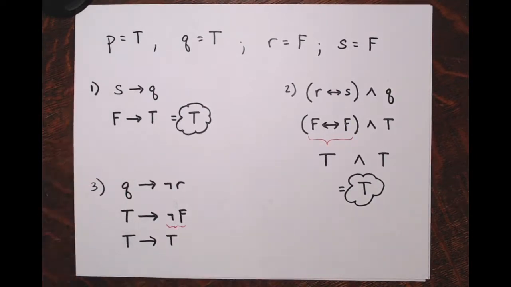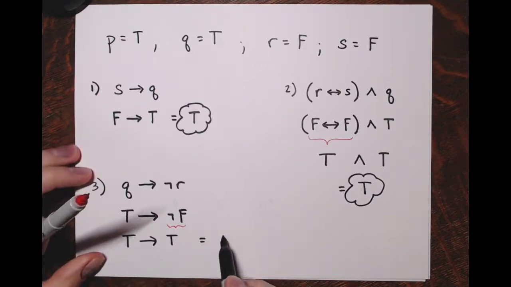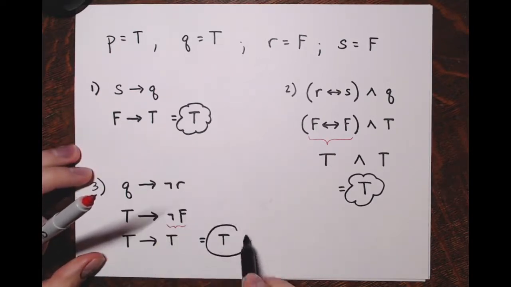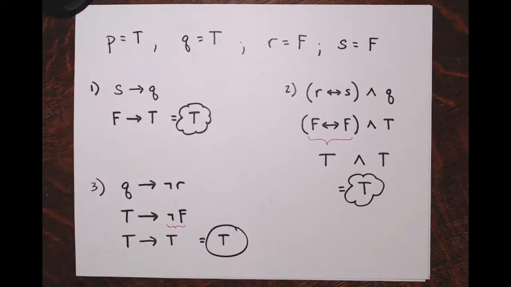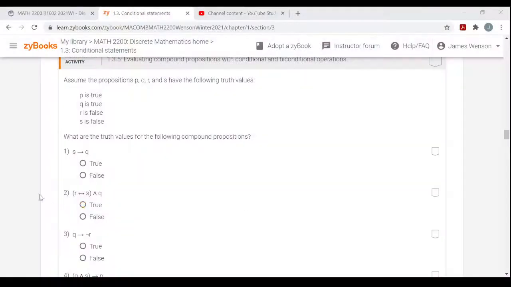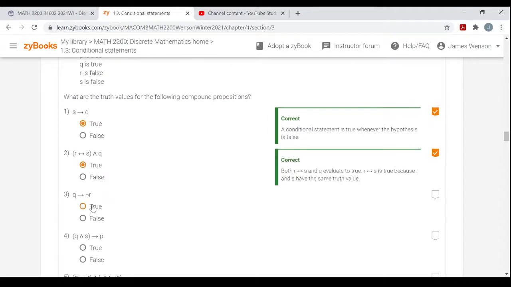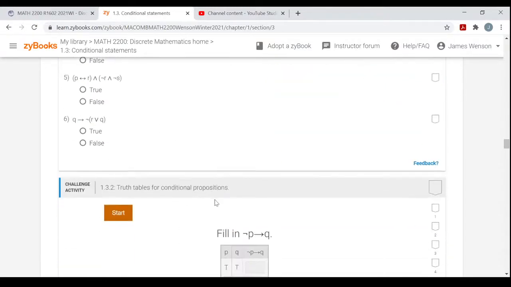And then there's only one operation left, the implication, the conditional. The hypothesis is true, the conclusion is true, so this whole statement is true. So far everything's true. Remember, the only time a conditional if-then statement is false is if the hypothesis is true and the conclusion is false, but that didn't happen here. So we got a bunch of trues for my first three: true, true, true, and then you can do the last three.